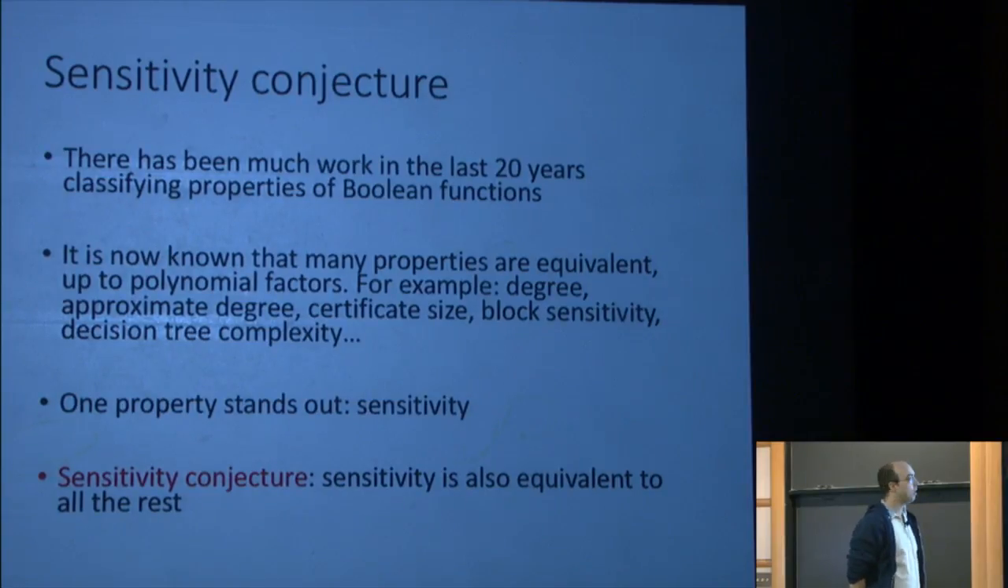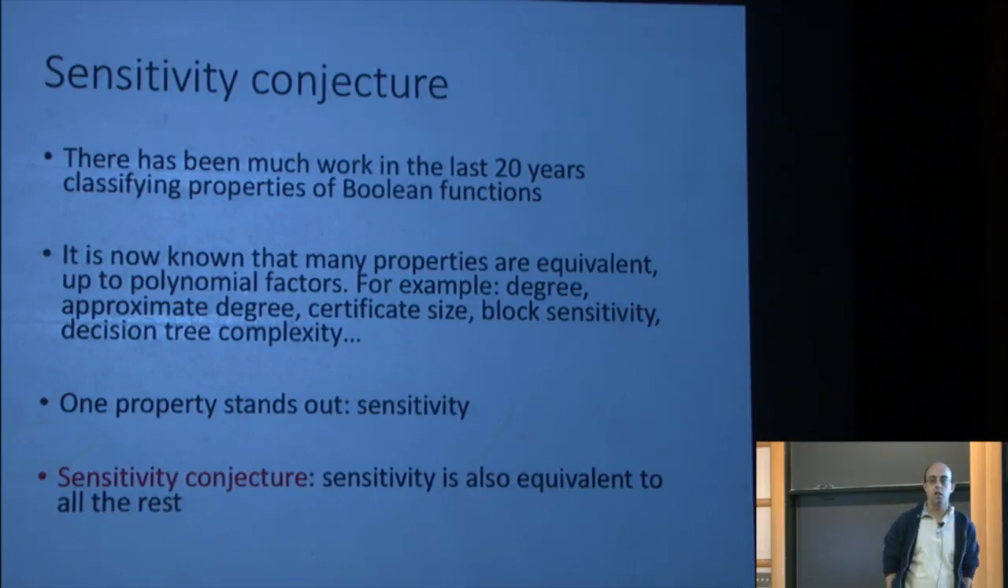And there's one very natural property of Boolean functions that nobody knows how to relate to all these other properties. It is called sensitivity, and I'm going to define it soon. This conjecture says, well, we don't have any example separating it, so maybe it's the same. It's the natural thing to conjecture. And again, we're stuck with this problem.